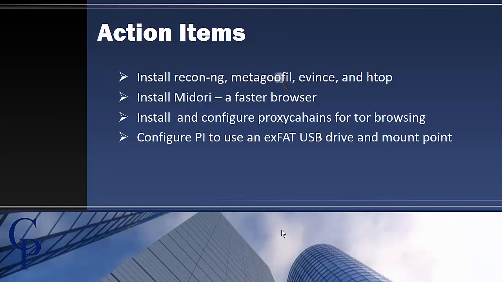We're going to install Midori. Midori is a faster browser. One of the things I don't like about the Raspberry Pi and Kali is Firefox, in that Firefox is just slow on the Raspberry Pi because it's so graphically intensive. Well, there's another little browser out there called Midori. I'm going to show you how to install that, and we're going to install another program called Proxy Chains.